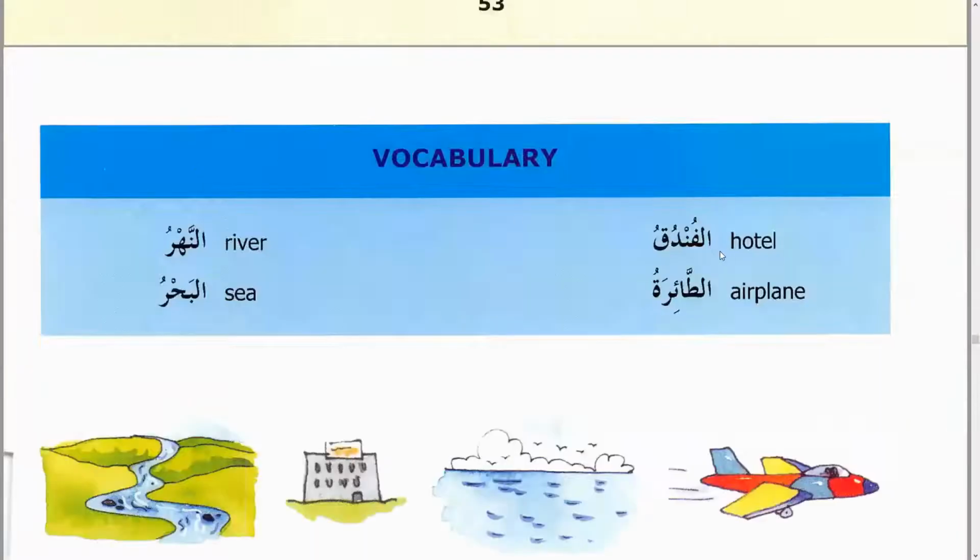And we have some vocabulary here. Al-Funduq, hotel. Al-Nahr, river. Al-Bahr, sea. And Al-Ta'ira, airplane. So this was a short lesson.